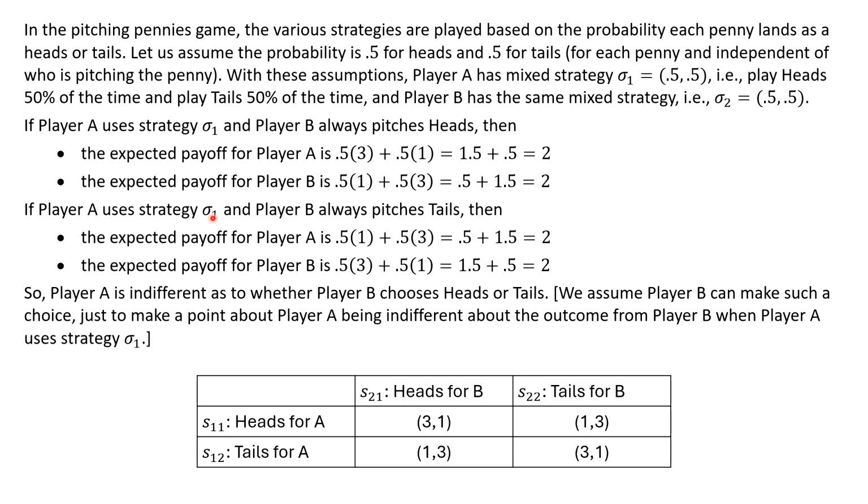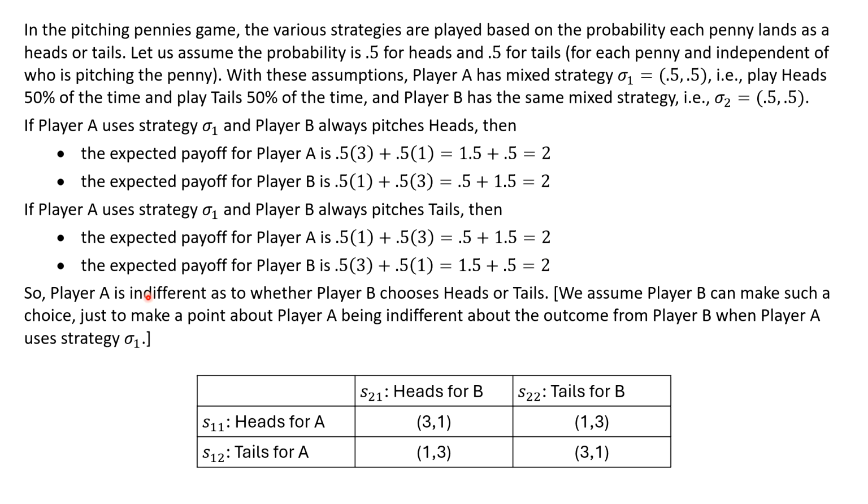And then if player A uses strategy sigma sub 1, but B always pitches tails, in other words, this column here, then we can also compute the expected payoff for A and B. And it's almost the same thing, except the numbers are shifted here. So you have 0.5 times 1, that's this one here, plus 0.5 times 3, you get 2, and then 0.5 times 3 plus 0.5 times 1, and you get 2.